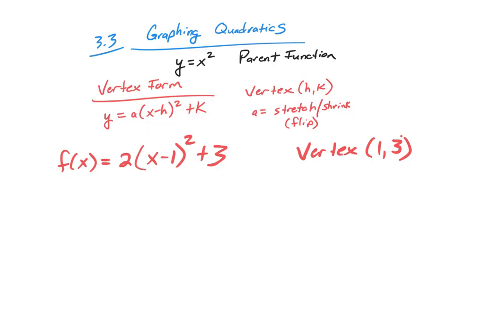What does the 2 tell me? My a value here is 2. So that tells me 2 things. This graph is going to open up because it's positive, right? It's going to be a parabola that opens up, and it's going to stretch vertically by a factor of 2. And once again, those are all changes we've talked about. We're going to keep seeing those changes, and we'll keep talking about those throughout the semester, but today it's just with quadratics.